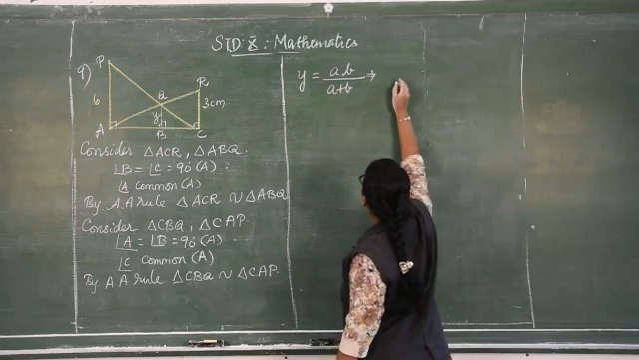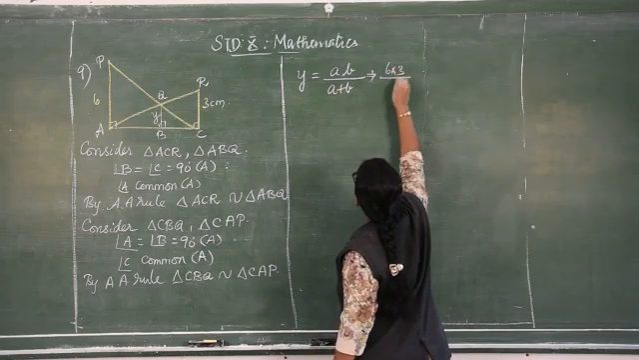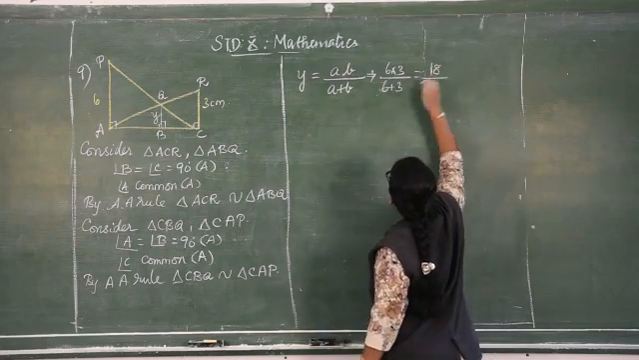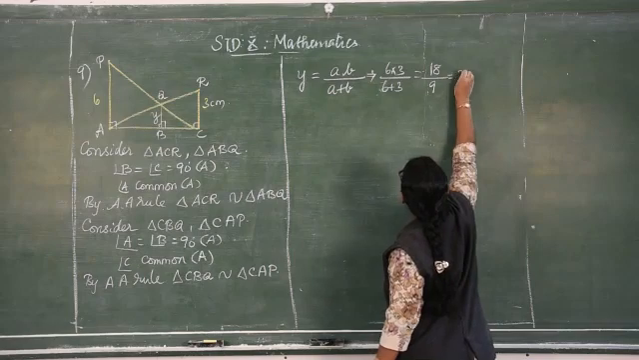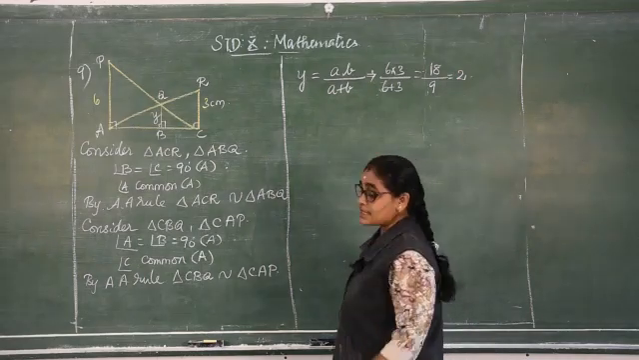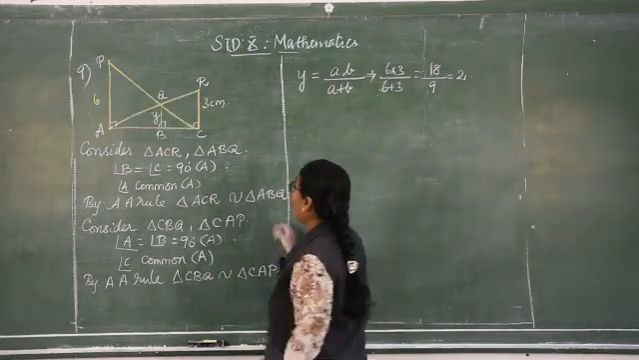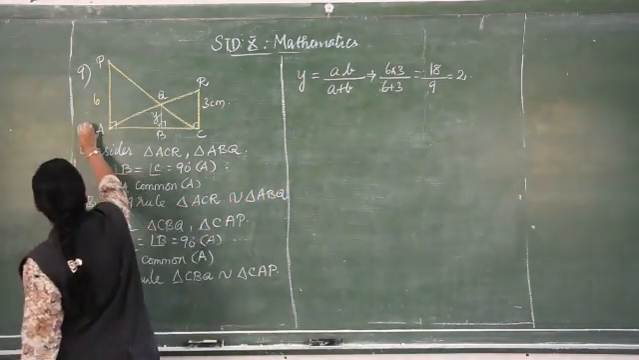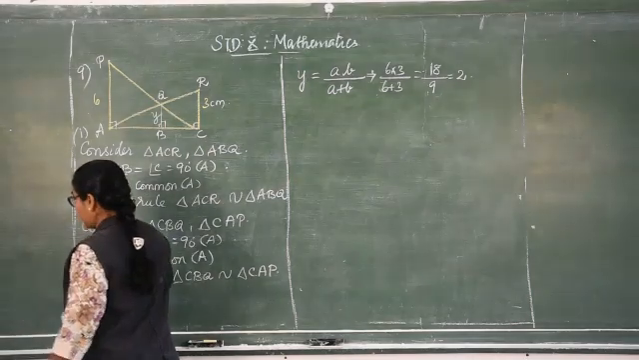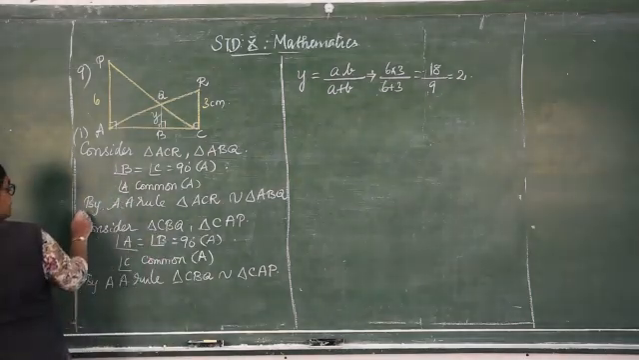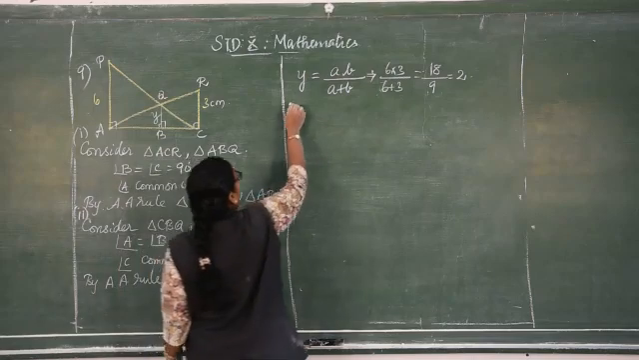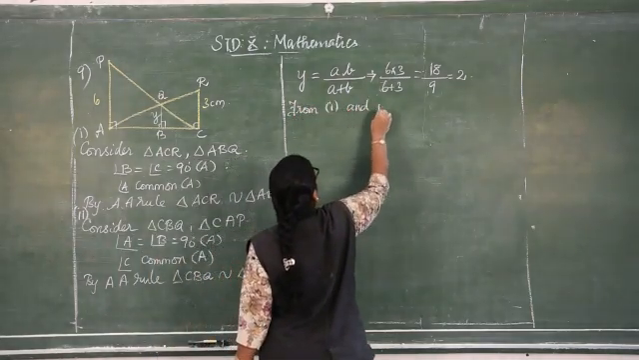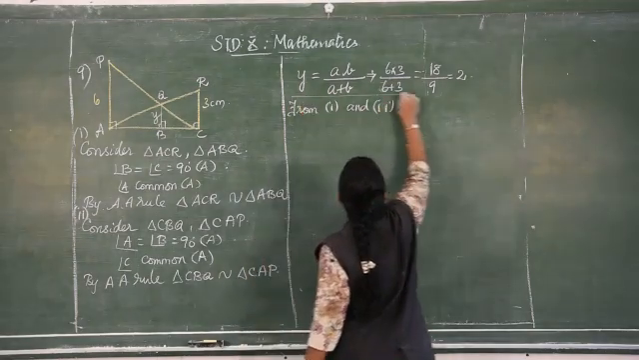A let us consider as 6. So 6 into 3 by 6 plus 3, which is 18 by 9, which is equal to 2. Directly, if they ask in 2 marks, we can write directly. So this is your first condition, and this is your second condition. So we will be writing from 1 and from 2. This is your 2 marks answer when they ask in 2 marks.